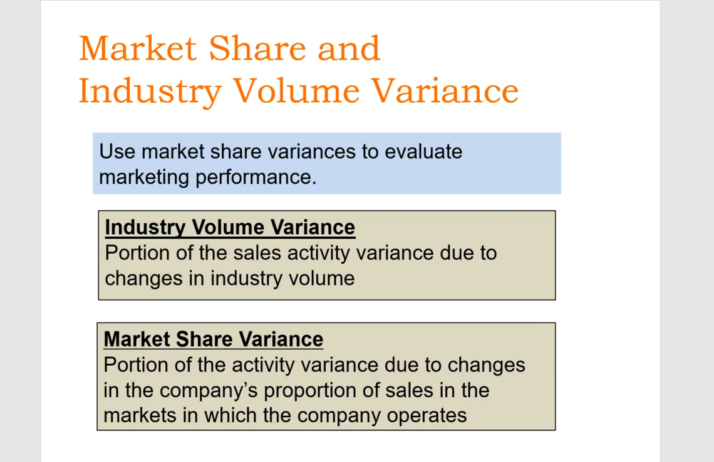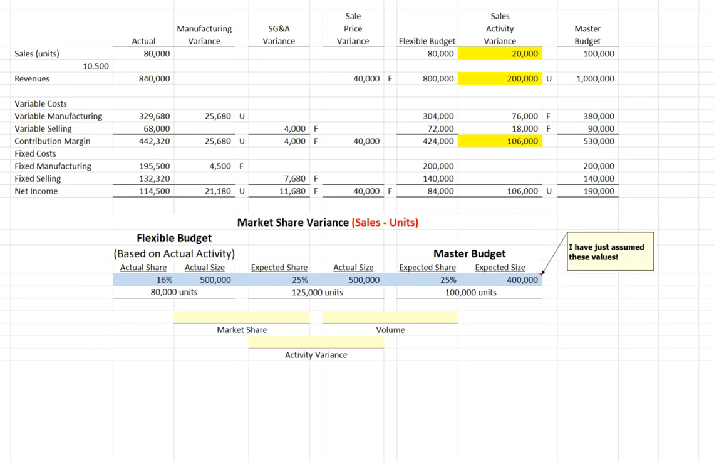Let's return to an example from Chapter 16. In Chapter 16, our Introduction to Variances, we had determined we had a sales activity variance of 20,000 units. We had a revenue activity variance of 200,000 and a contribution margin activity variance of 106. And again, the activity variance is simply the difference between our original master budget and our flexible budget. And again, that flexible budget is how much would we expect it to cost us to produce and sell the 80,000 units that we actually sold.